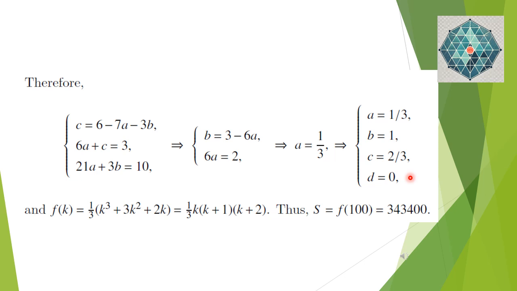Thus, the function f of k is f of k equals 1/3 times quantity k cubed plus 3k squared plus 2k, which simplifies to 1/3 times k times k plus 1 times k plus 2. Therefore, the final answer is S equals f of 100, which equals 343,400.